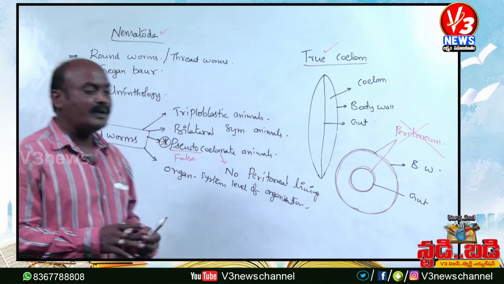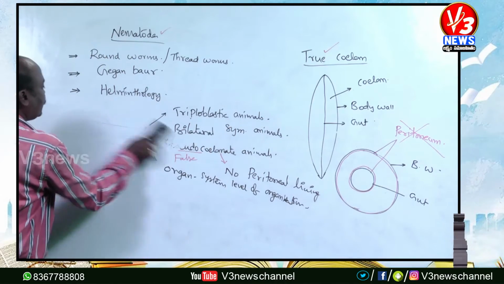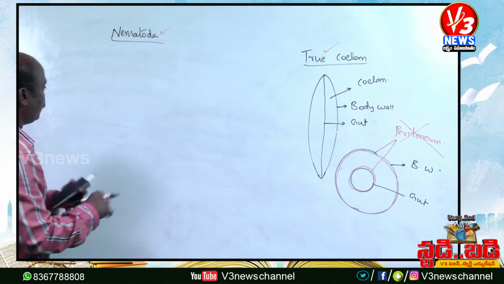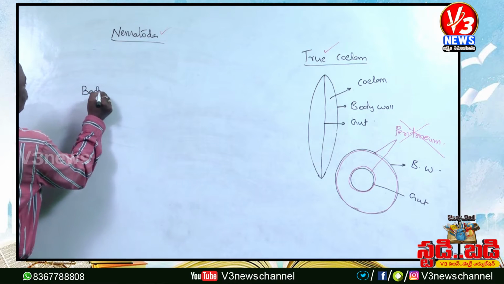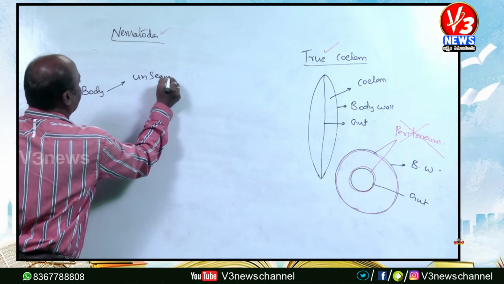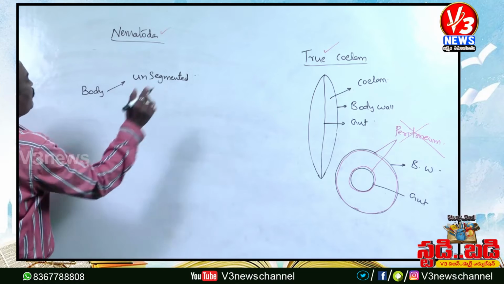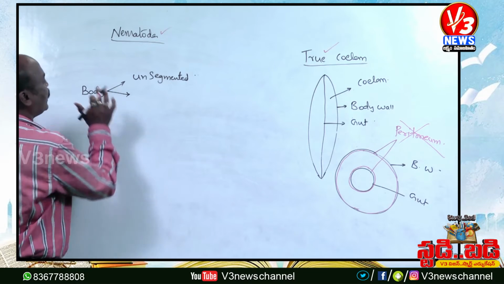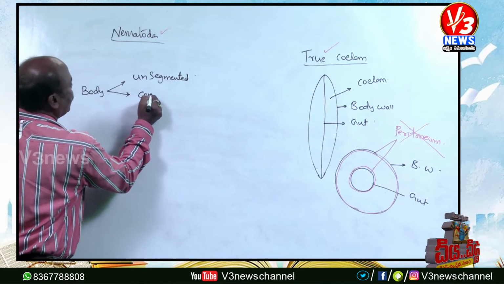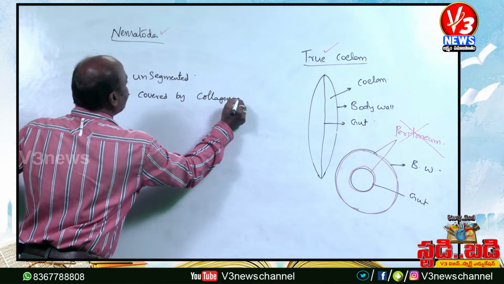Coming to the nature of the body: the body of roundworms is unsegmented. This is not an important point from the entrance exam point of view. A very important point is that their body wall is covered by collagenous cuticle.